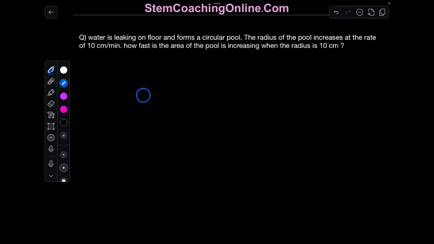Let's say at instance t1, the circular pool is like this with radius r, right? After some time at instance t2, more water is flowing, so now the radius is r2 at time t2. Similarly, more and more water is flowing, so the radius is increasing. With the radius, the area is increasing as well, because we know the area of a circle is pi r square, right? So we have to find out how fast the area of the pool is increasing when the radius is 10 centimeters. We will use implicit differentiation.